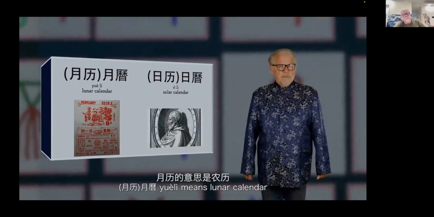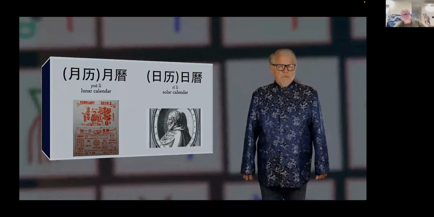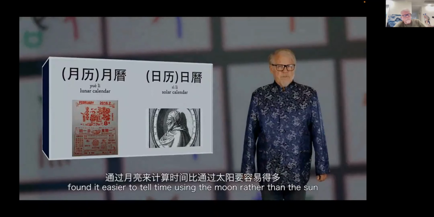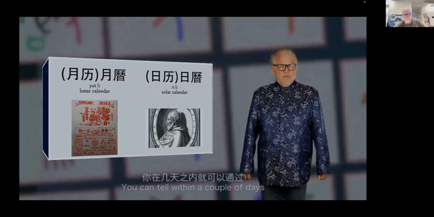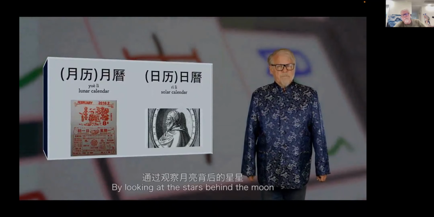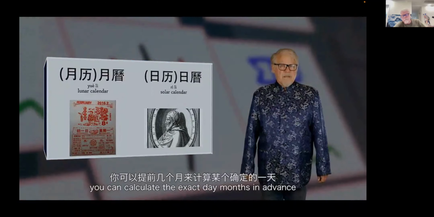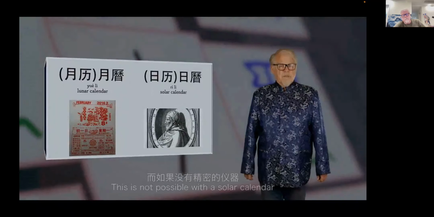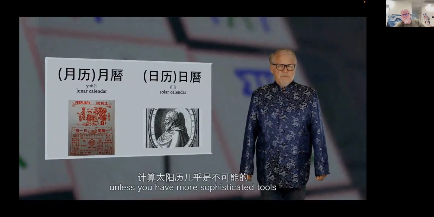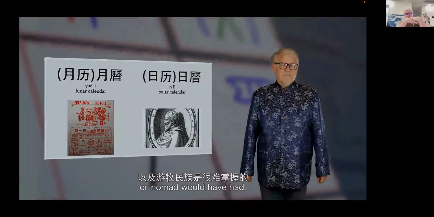Yueli means lunar calendar. Calculating time by the moon requires no tools. Nomads and many other ancient agrarian people found it easier to tell time using the moon rather than the sun. You can tell within a couple of days by the phases of the moon during the synodic month. By looking at the stars behind the moon, you can calculate the exact day months in advance. This is not possible with a solar calendar unless you have more sophisticated tools. More sophisticated than the average illiterate farmer or nomad would have had.